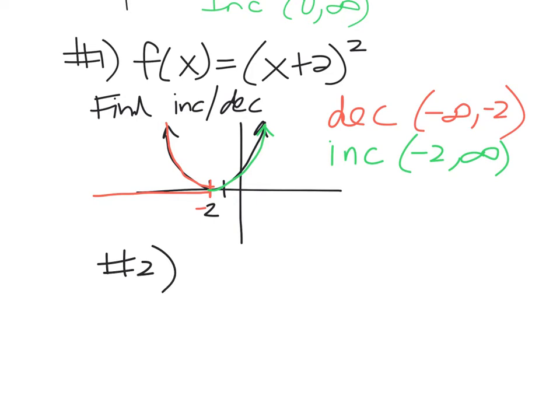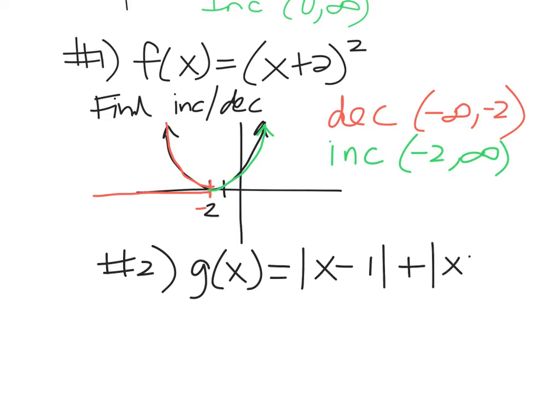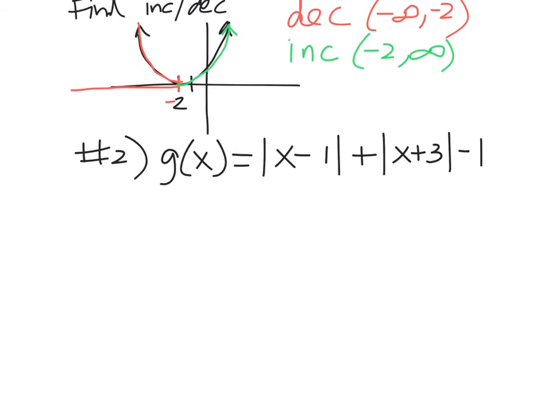Let's do something like g of x equals the absolute value of x minus 1 plus the absolute value of x plus 3, and then minus 1 on the outside. I have no idea what this looks like. I'm super excited. I didn't do this one with them. I was rushing. I kind of did a different one that I didn't like. So, all right, here we go.